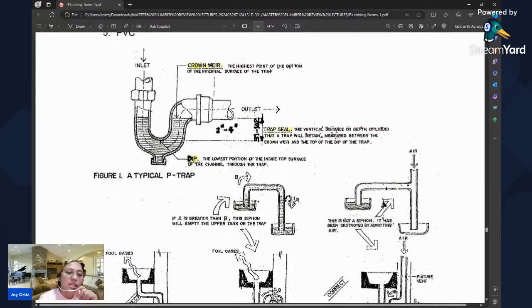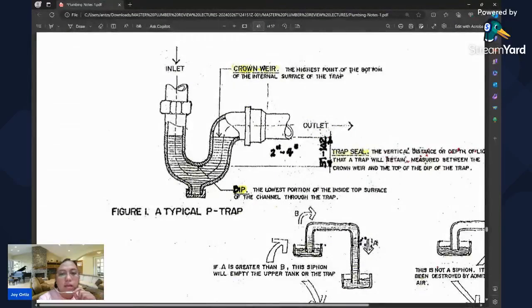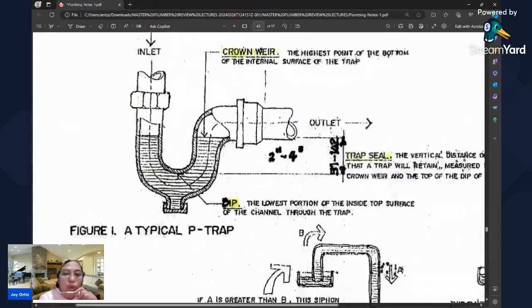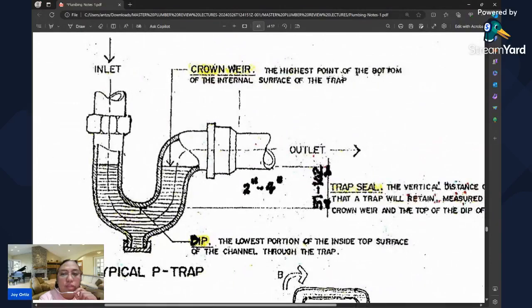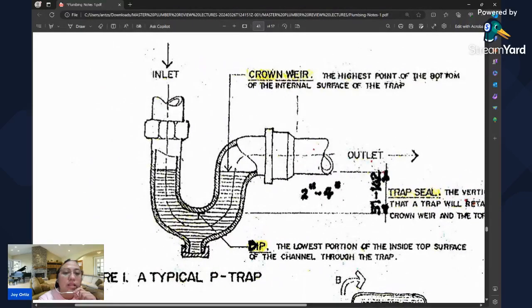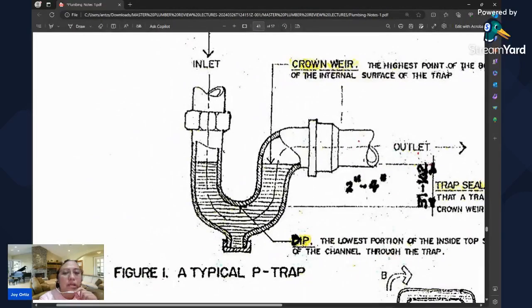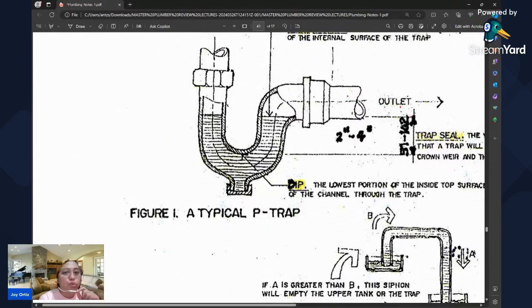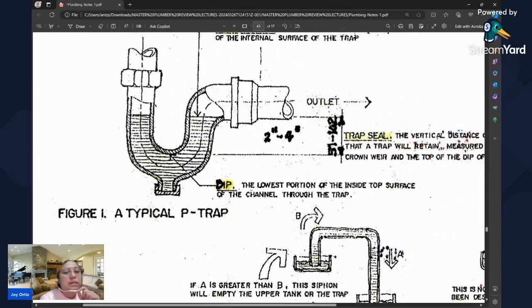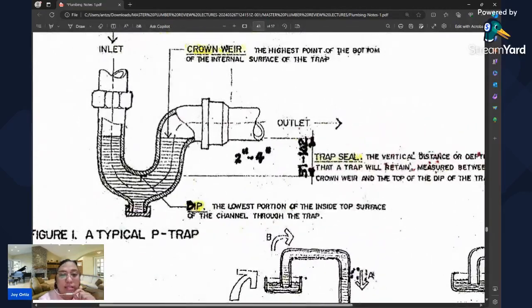So this is a typical P-trap. This is our P-trap. This is the crown weir. The crown weir is the highest point of the bottom of the internal surface of the trap. This is the inlet. Here too, when we get to plumbing arithmetic, we may discuss this in fluid mechanics, in computing fluids. This is the inlet, this is the outlet.